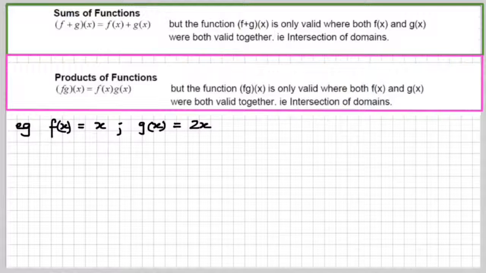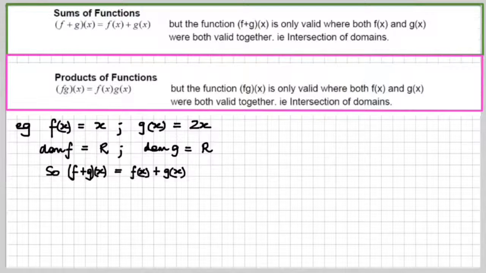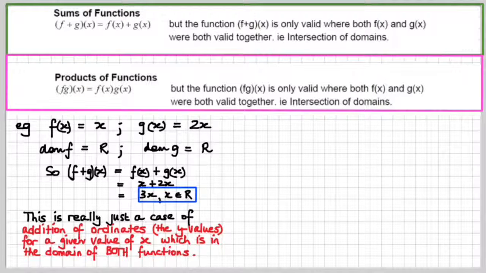As an example, f(x) equals x and g(x) equals 2x. The implied domain of this, of course, would just be R, and of this one also would be R. And therefore, (f plus g)(x) is just f(x) plus g(x), which is x plus 2x, which gets you 3x, where x is any real number. That's pretty simple, isn't it? This really is just a case of addition of ordinates, that is the y values for a given value of x, which is in the domain of both functions. The x's have to belong to both functions, yeah?